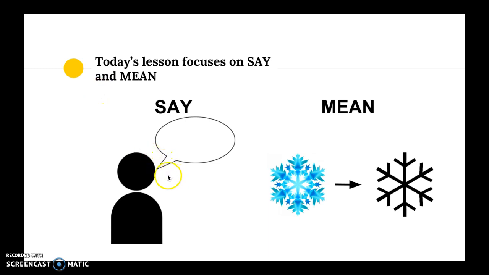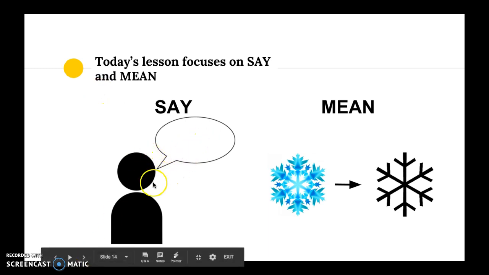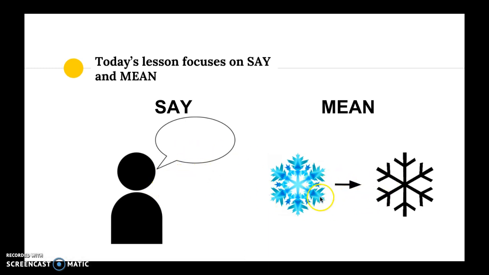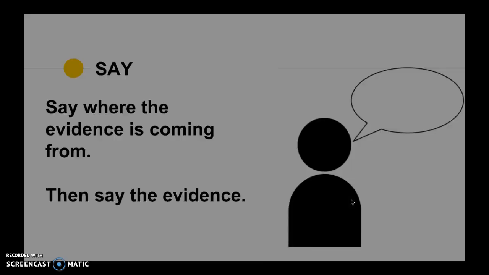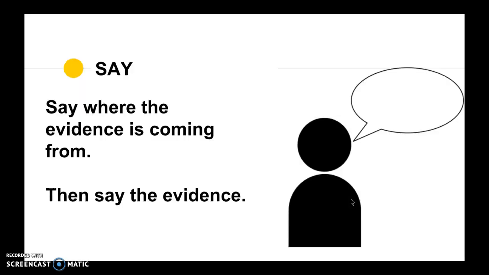Have you figured it out yet? What does this picture have to do with say? What does this picture have to do with mean? I bet you got this one. Did you get this one? So let's start with say. Say where the evidence is coming from, and then also say the evidence. There's actually two things that we need to say aloud in the speech bubble.